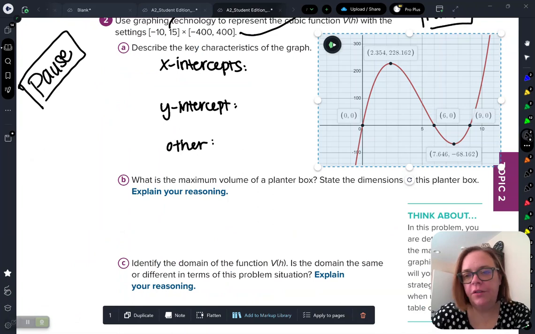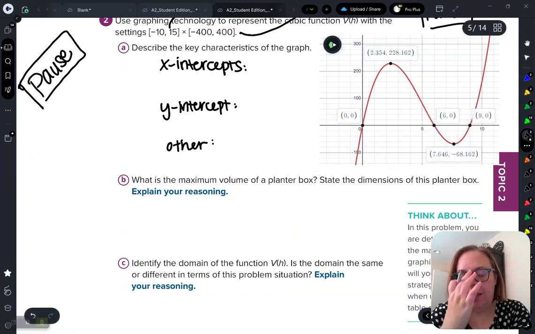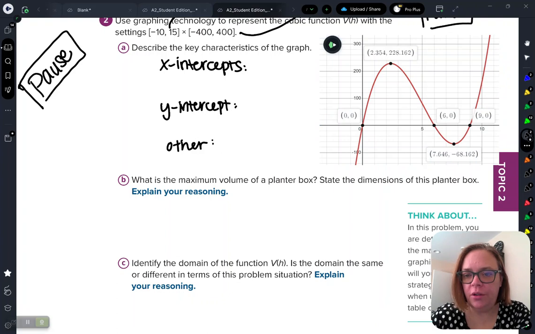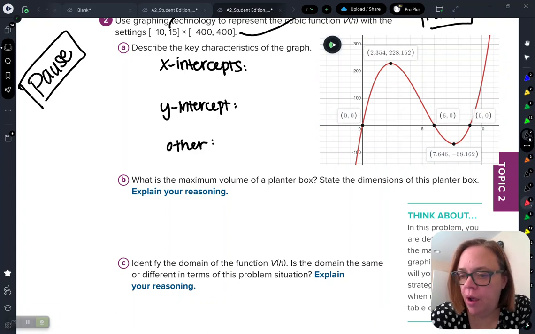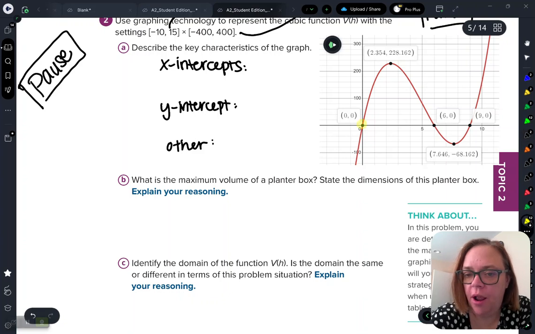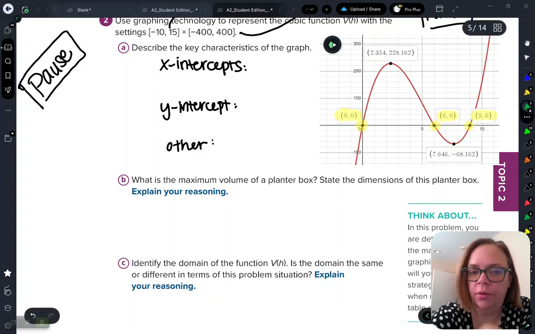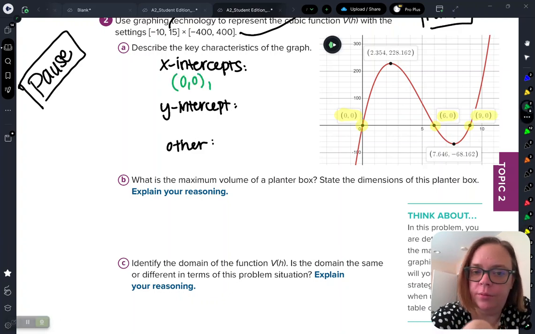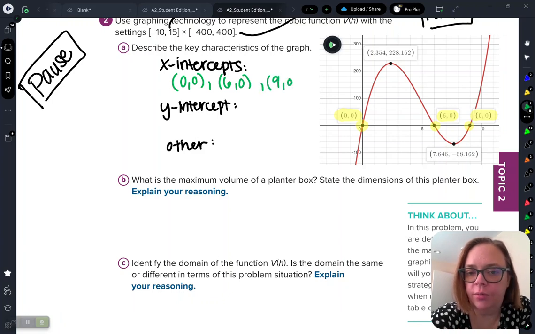Okay, so let's identify the x and y intercepts and any other important characteristics that we see. So I have a little screenshot of our graph. Our x-intercepts are at (0, 0), (6, 0), and (9, 0). Okay. Our y-intercept is at (0, 0). It's just the same point right there.